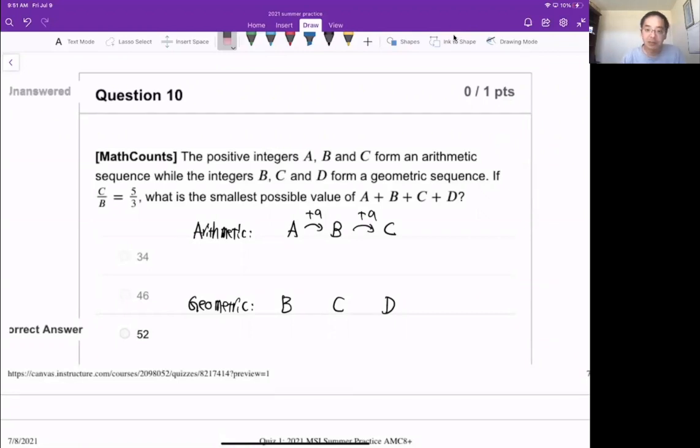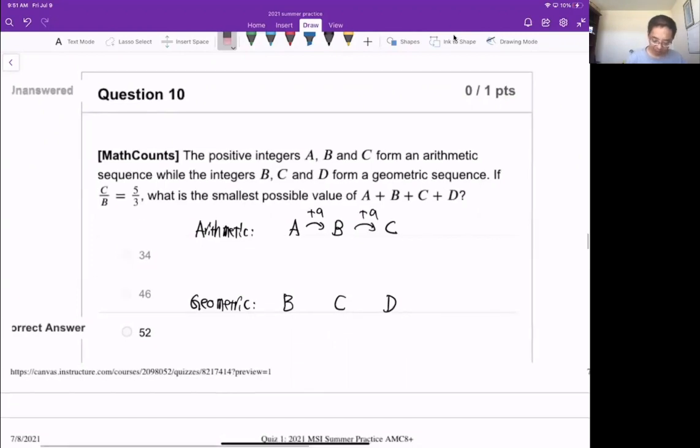Now, if we know that c over b equals 5/3, what is the smallest possible value of a plus b plus c plus d? Okay, now, because we know that a, b, c, d is a geometric sequence. Geometric sequence means the ratio is the same. From the next one to the previous one, the ratio is the same.